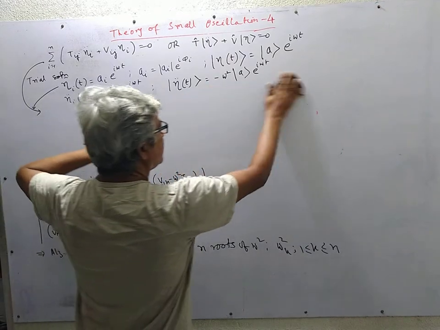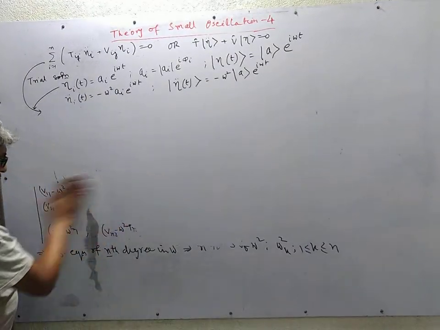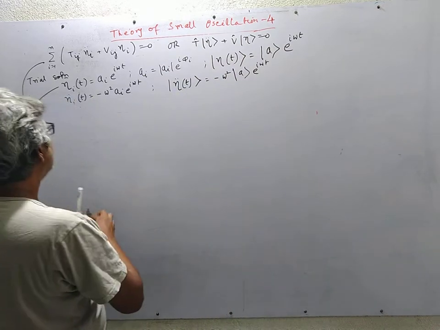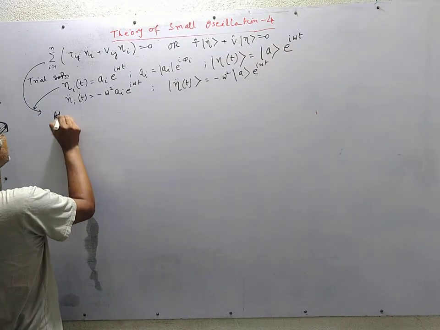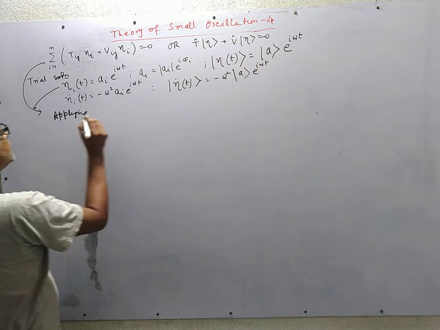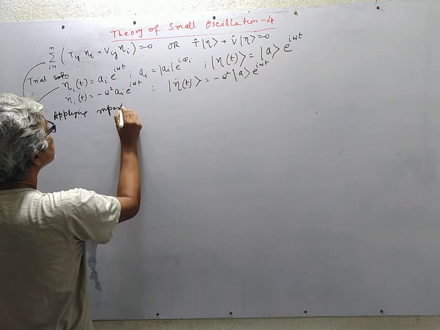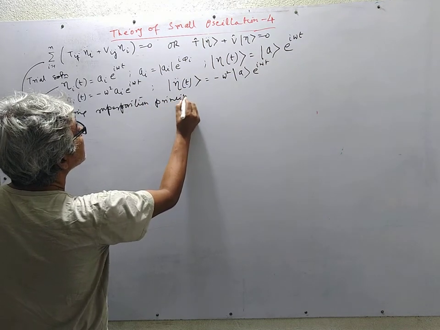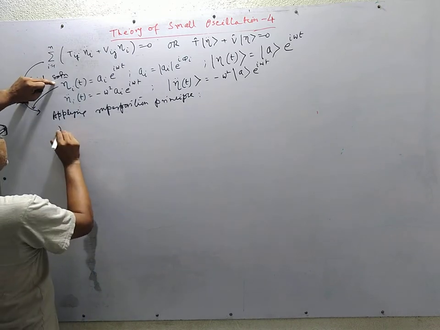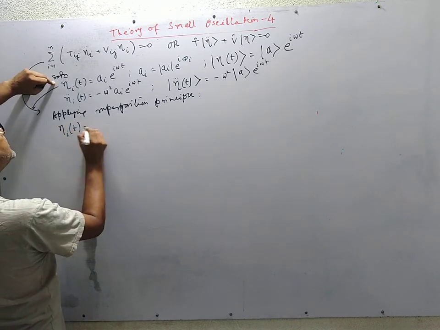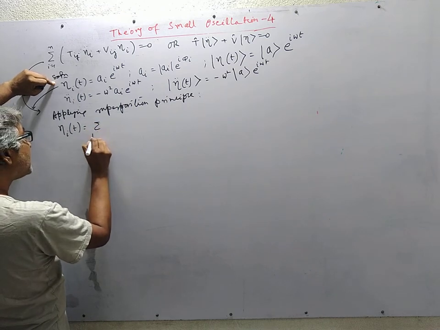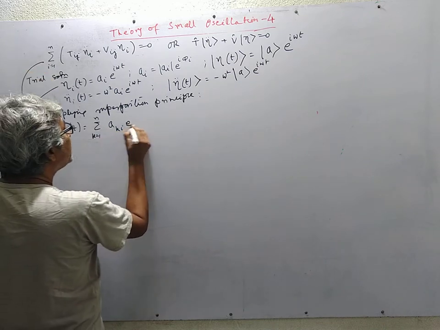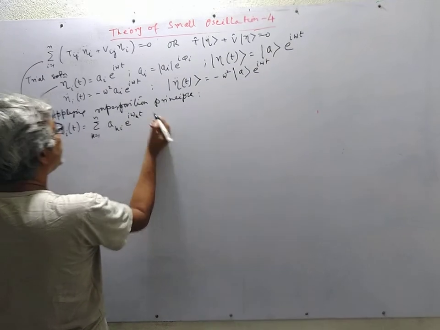So this equation now modifies to a bit more complicated equation, applying the superposition principle. We write in component form, eta_i(t) is equal to the summation over k from 1 to n of a_ki e to the power i omega_k t.